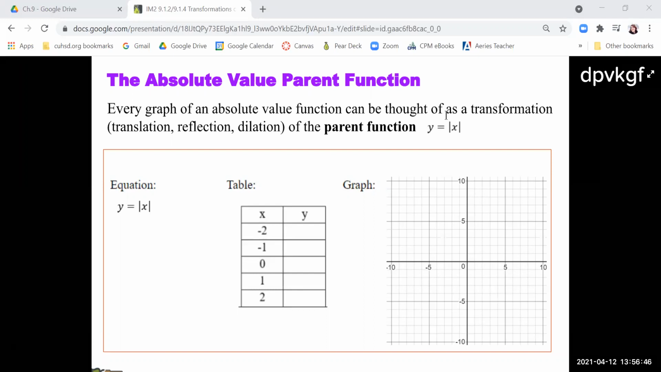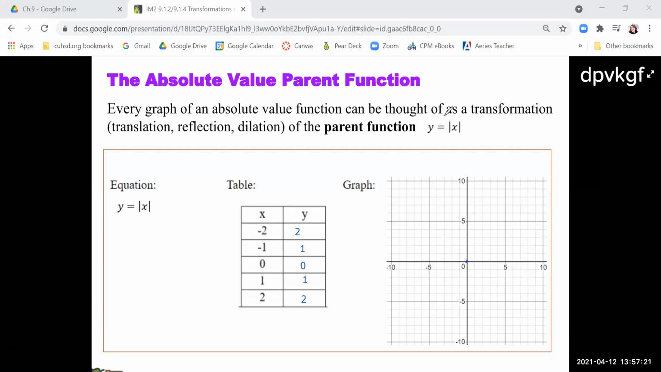So the absolute value always is the distance from a number to 0. So if we find the distance of -2 to 0, that's 2 units. -1 to 0 is 1 unit. Absolute value of -1 is 1. Absolute value of 0 is 0. Absolute value of 1 is 1. And absolute value of 2 is 2. So notice how our outputs are not 4, 1, 0, 1, 4, like a parabola. They're 2, 1, 0, 1, 2. It's different. So now we graph them.